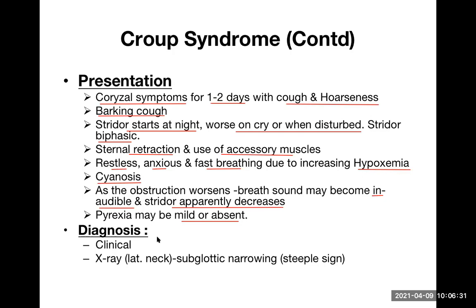Now, how to make the diagnosis? This is a clinical diagnosis. Clinical. This type of barking cough, all these typical clinical features suggest this is croup syndrome. And if we take the X-ray, in the lateral view of the neck, we can see the steeple sign. This is subglottic narrowing. Glottis is the vocal cord. Just below the vocal cord, at the region of the cricoid cartilage, there is edema formation, and that leads to narrowing of the airway. This is known as the steeple sign.